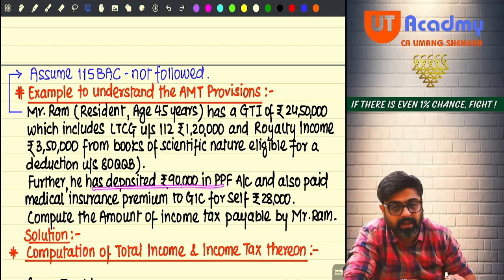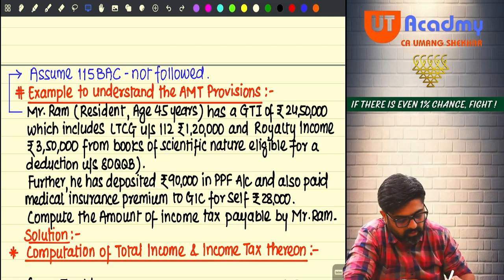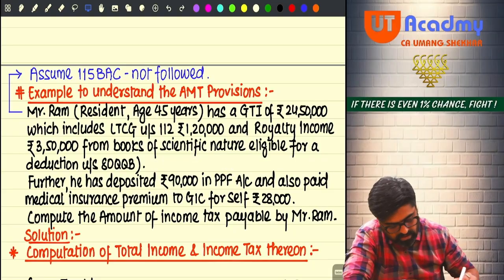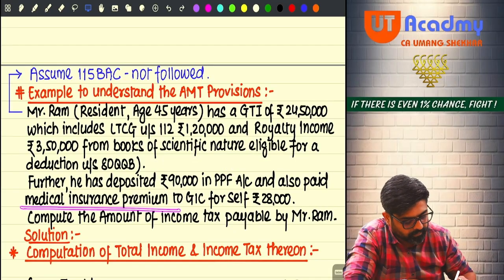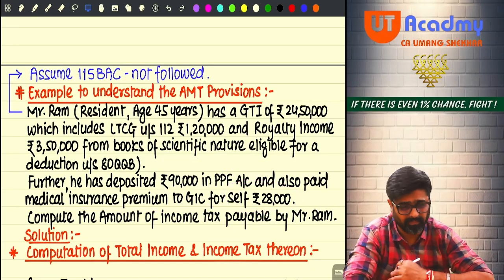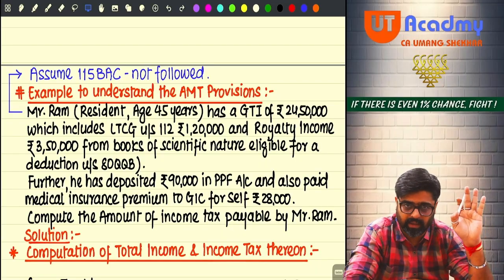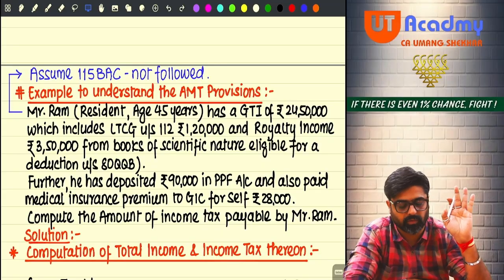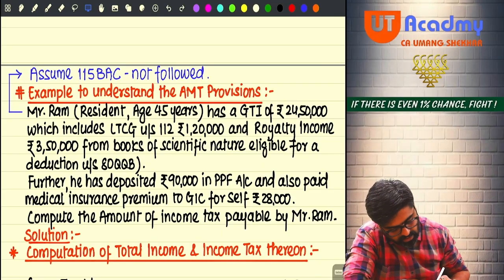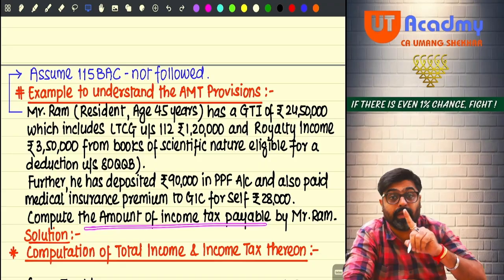Now, he has deposited 90,000 in PPF. So for this, he is going to get 80C deduction. And he also paid a medical insurance premium for self of 28,000. So meaning that for this he is going to get 80D amounting to 25,000. Compute the amount of income tax payable.